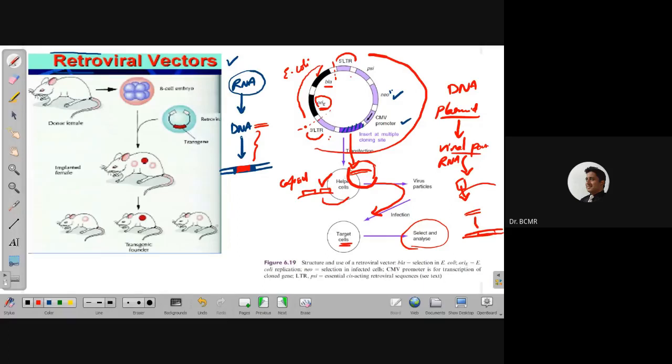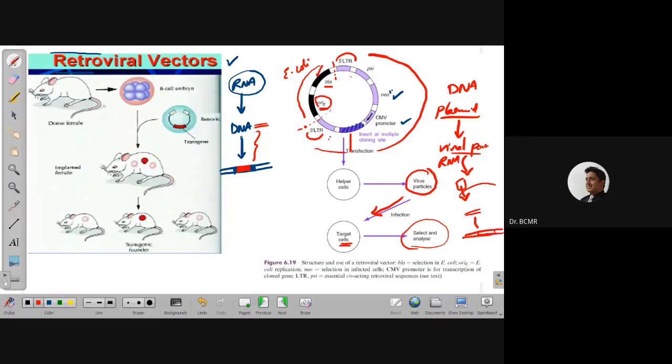Okay, I hope you remember what a helper cell is. Helper cells are usually the ones that code for the rest of the genes required for formation of a phage particle. In many instances, you will find helper cells or even helper phages are also there.